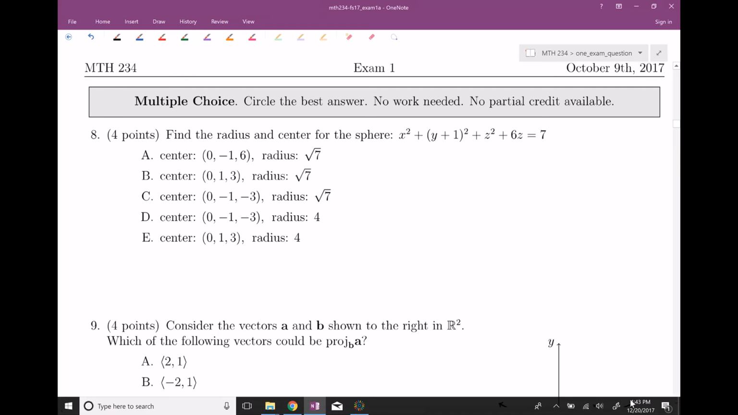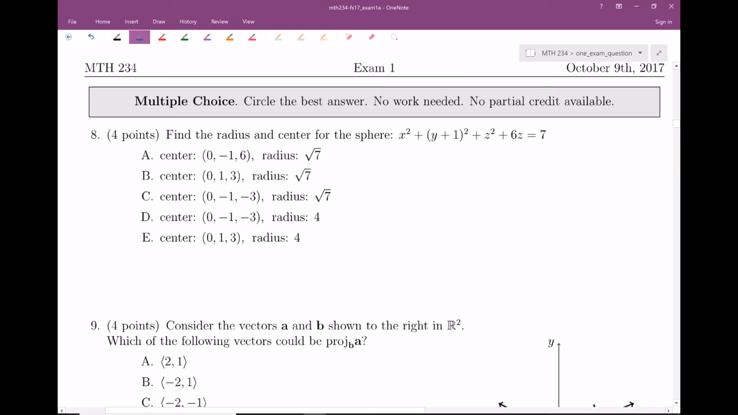Welcome everyone. Here is one exam question covering 12.1. In this case we're doing an exam from fall semester 2017. This is problem number 8. We're asked to find the radius and center for a sphere with this given equation.